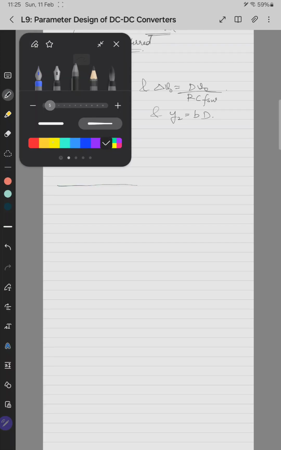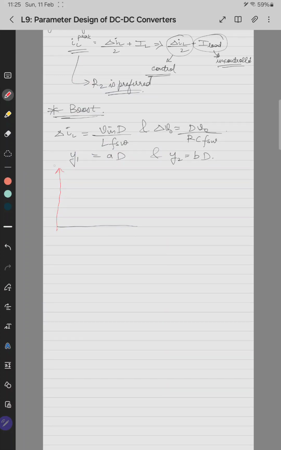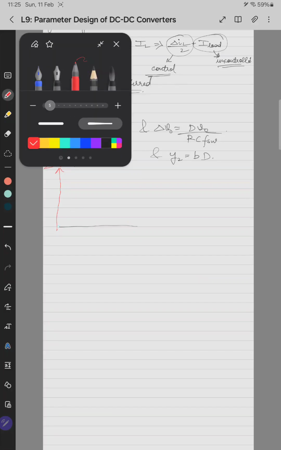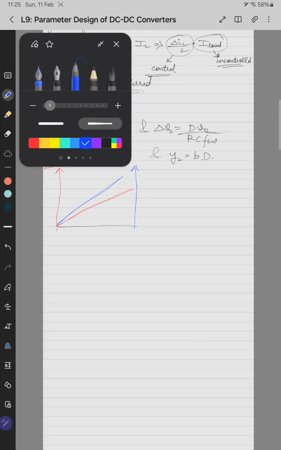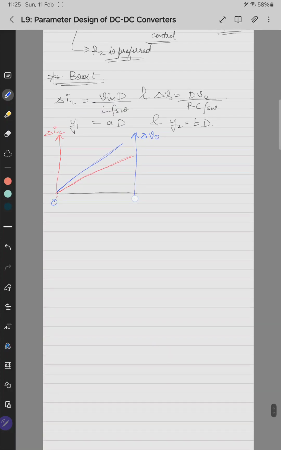So very quickly I will draw delta IL, which is Y1, and here I will draw the slope. Here A is V in by L F switching, and B is V naught by RCF switching. Here I am not bothered whether A is greater than B or B is greater than A. Here I am just getting the relation like this. This is delta V naught, from 0 to 1.